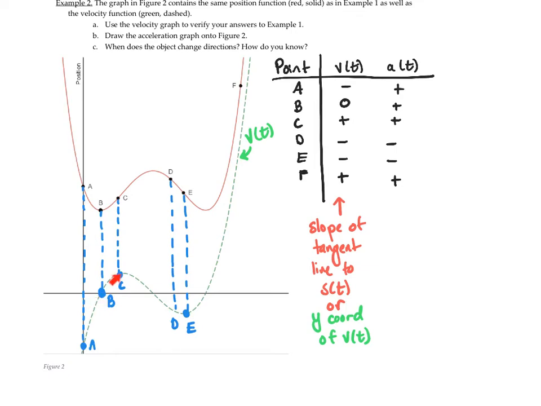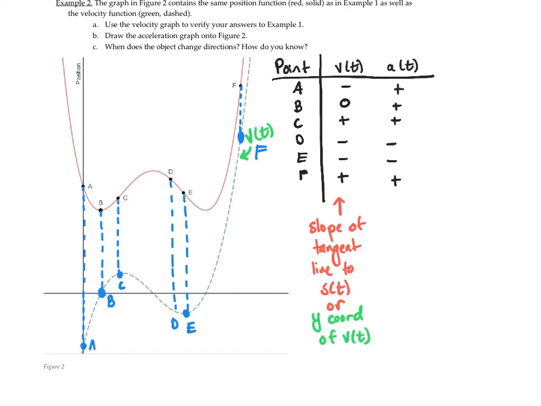Point C, the velocity is positive. Again, I'm just looking at the y-coordinate, whether it's above or below. Point D, my velocity graph is negative. Point E, my velocity graph is negative, and point F, I didn't finish. Point F, clearly my velocity, the y-coordinate, is positive. So we're not using tangent lines anymore, we're just using the actual graph.